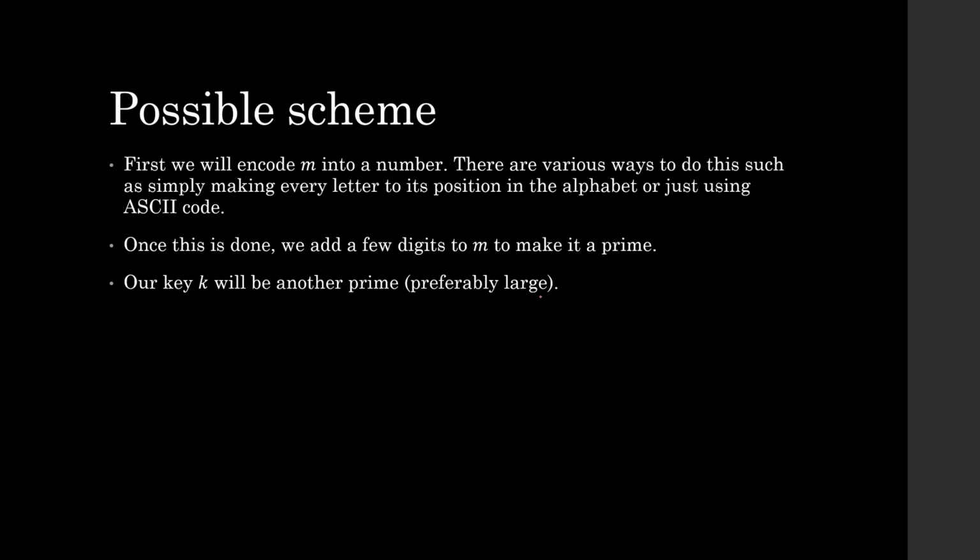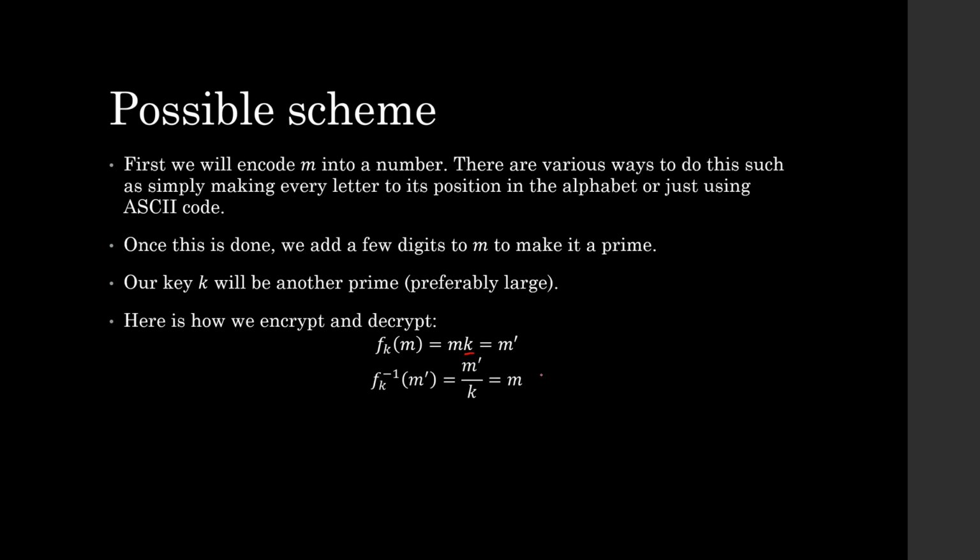So our key k is going to be another prime, and preferably very large. And so that's how we're going to encrypt and decrypt. We're going to have f of k m, and you see it's parameterized by k because it's a function that depends on k here. Well, we're just going to multiply m and k, and we're going to call our encrypted message m prime, okay? And so f_k to the minus 1 of m prime is going to be m prime over k, which is going to be m. And so that's an easy inversion to do.